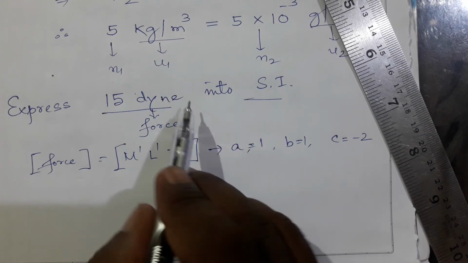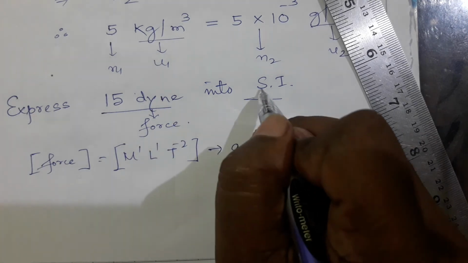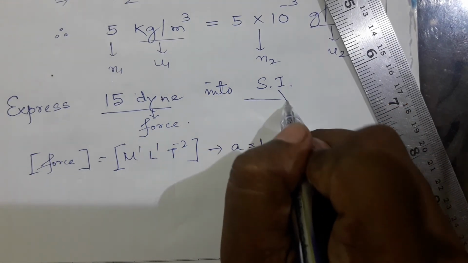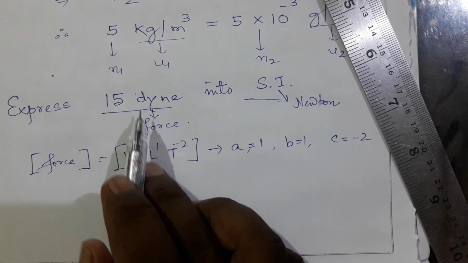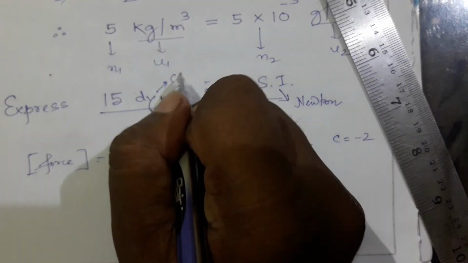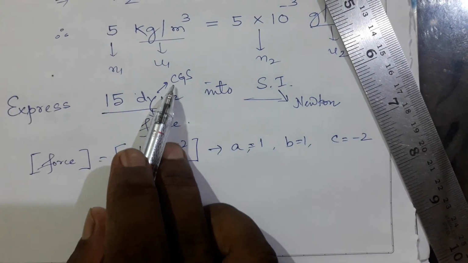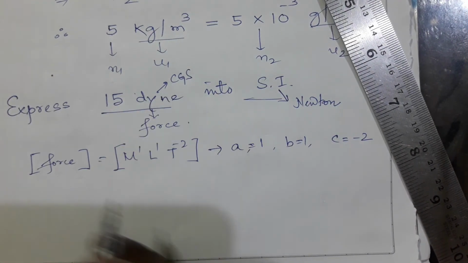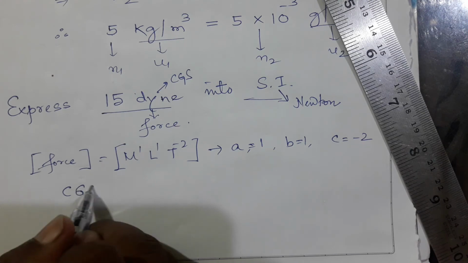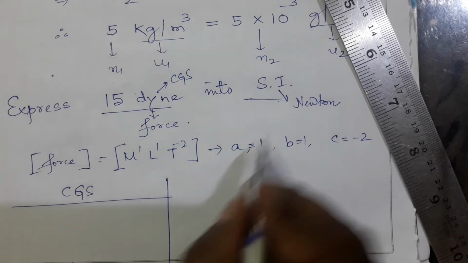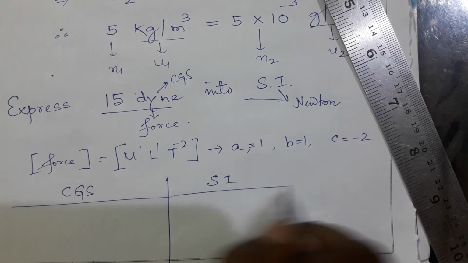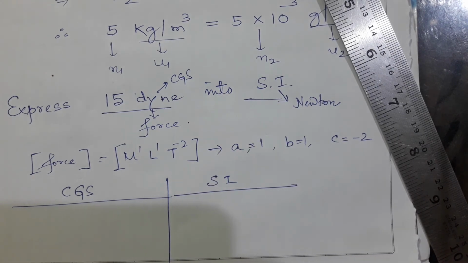Now from dyne to Newton, convert dyne to SI unit. What is the SI unit? SI unit of force is Newton. So we have to convert from CGS. Dyne is in CGS. We have to convert from CGS to SI. What is given? Now CGS is given, so it will be N1, and what is to be calculated? SI is to be calculated. So SI will be N2.